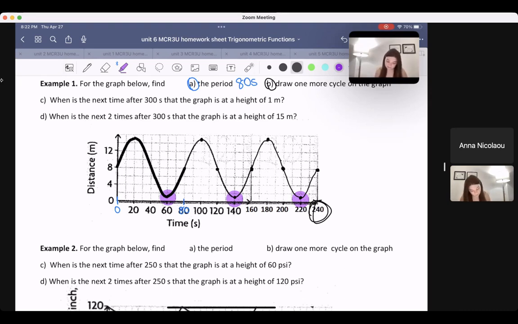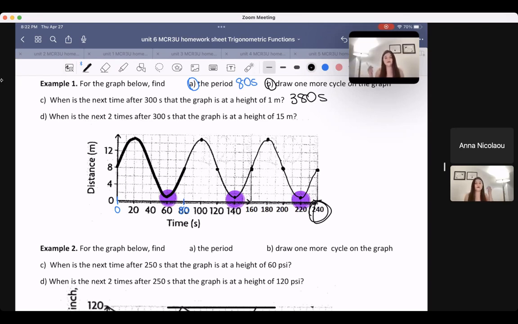For example, if we go up by 80 once, we get to 140, right? Because the graph repeats itself. And so, going up by 80 seconds gave us the same point. We could go up by 80 seconds again and get 220, right? And then we could go up 80 seconds again and get 300, but they wanted to know the next time after 300. And then we could go up another 80 seconds on the fifth cycle and get 380 seconds. So that's the answer they're looking for, 380 seconds. Right? Because this graph repeats every 80 seconds.